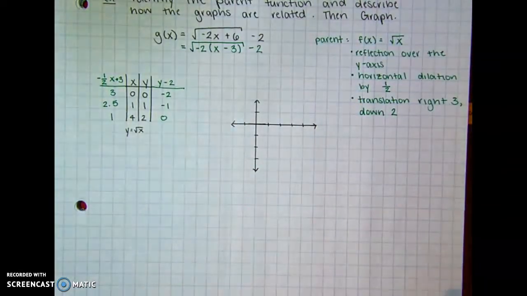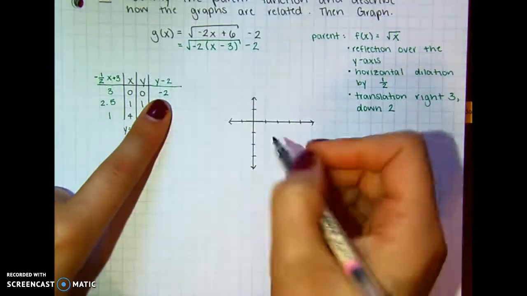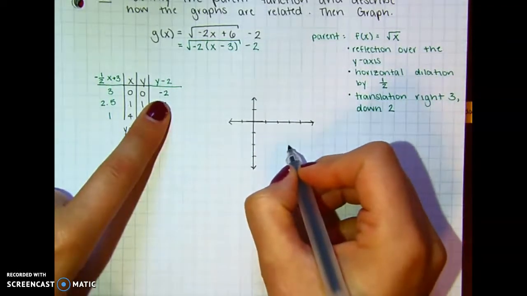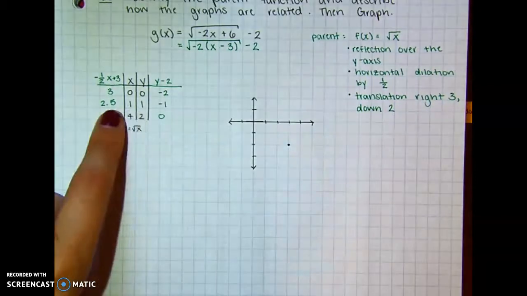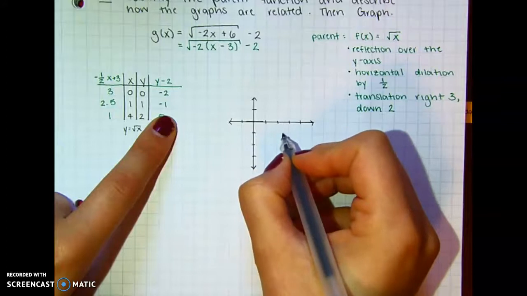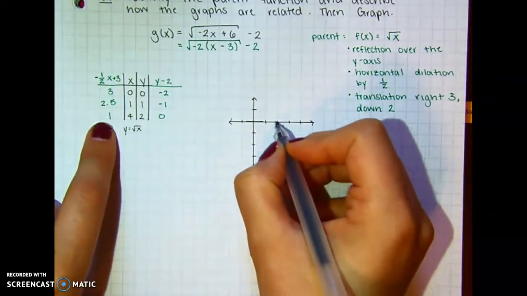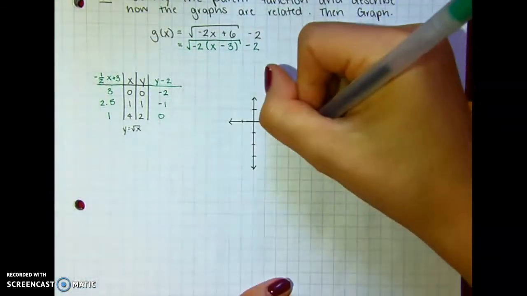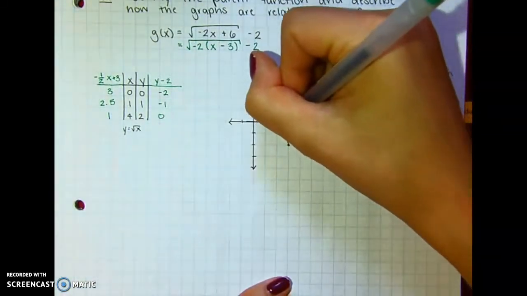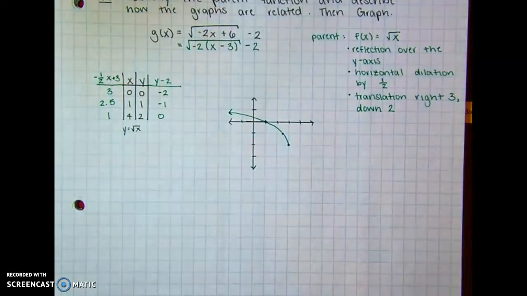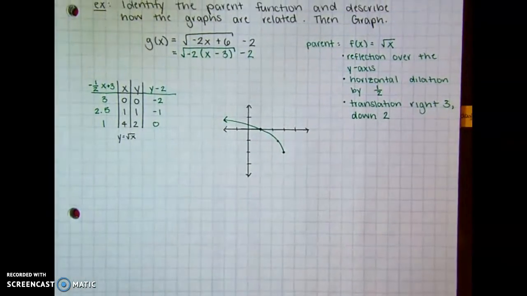Okay, so now I plot my points, so negative 3, negative 2, 3, negative 2, 2.5, negative 1, so 1, 2.5, negative 1, 1, 0. Okay, so we're going to start here, and remember it's curved, and it goes on infinitely, so we need an arrow. And that is it.